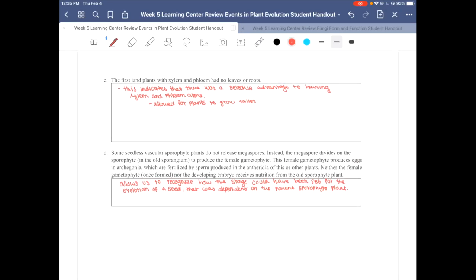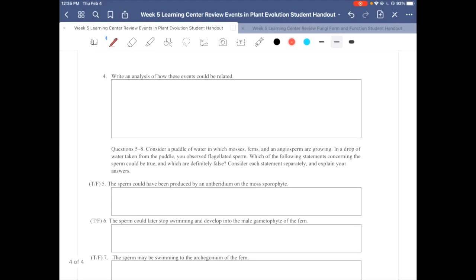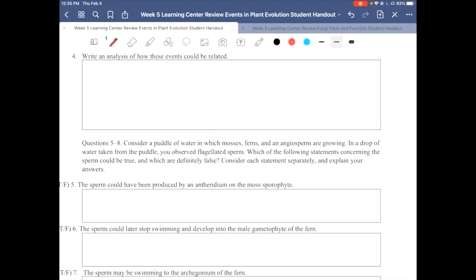Okay, I think we have one more of these, and then let's see. Question 4 says, write an analysis of how these events could be related. So we talked about vascularization, leaves and roots, shortening of the gametophyte, and seeds. I would say all these changes in evolution kind of build on top of what already exists.